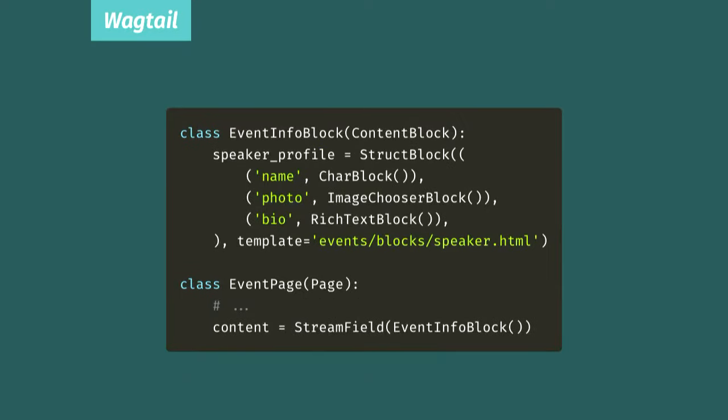So going back to our event page, suppose we want to use a stream field there as well, and we want to have all of the block types available on all our other pages, plus a special one to highlight stream speaker profiles. To do that, we can just subclass our content block and add our special block to the list.